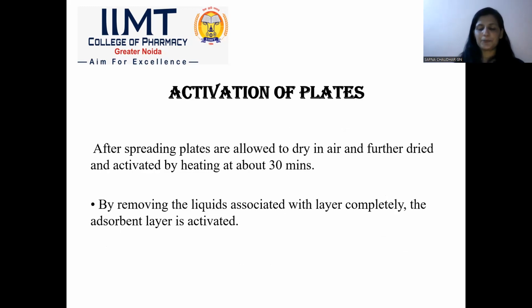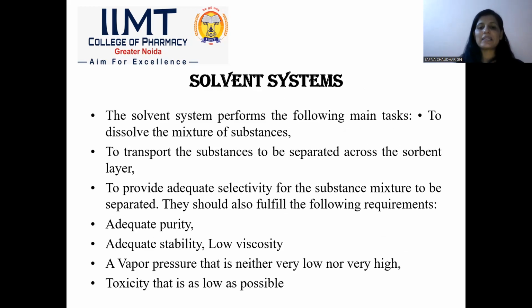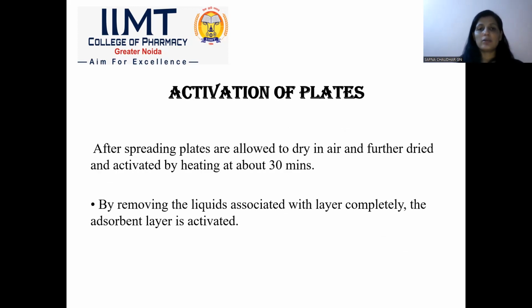Activation of plates. Various steps are used for TLC. First is activation of plates, then various solvent systems are used for moving the mobile phase. After spreading, the plates are allowed to dry in air and further dried and activated by heating for about 30 minutes. By removing the liquid associated with the layer completely, the adsorbent layer is activated.